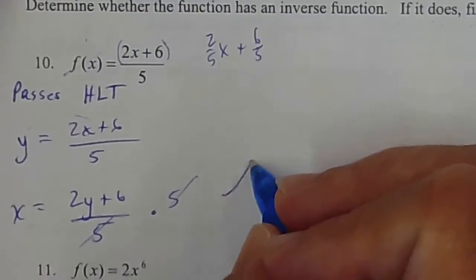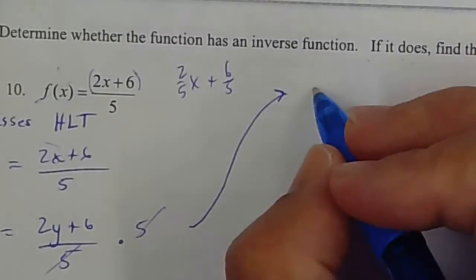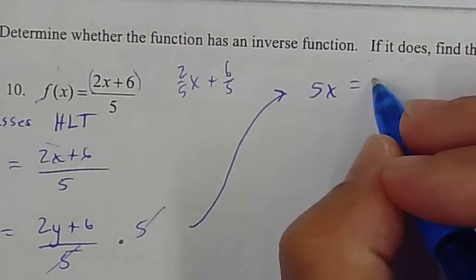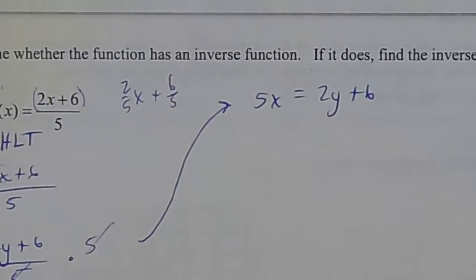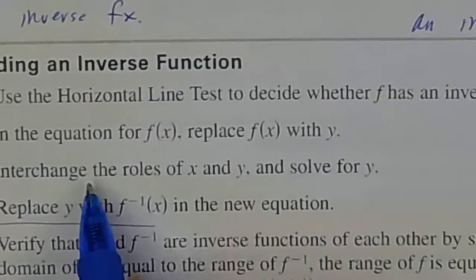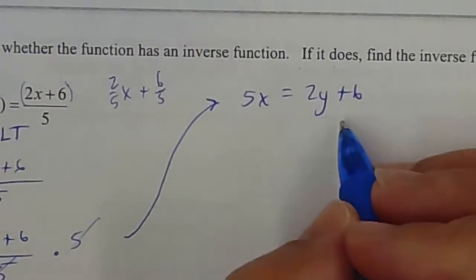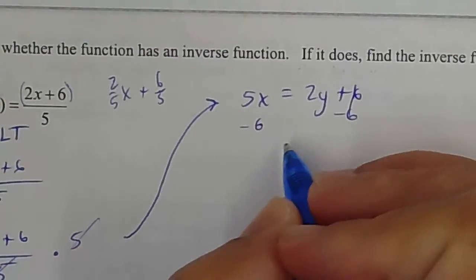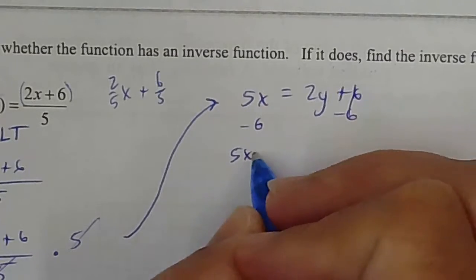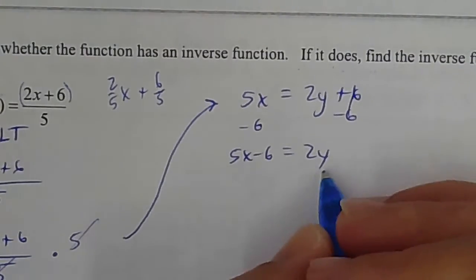I'm going to work over here now. So on the left, I have 5x. On the right, we have 2y plus 6. Okay? Remember what we're doing. We're just continuing to solve for y. So I get y by itself by subtracting 6 and dividing by 2.